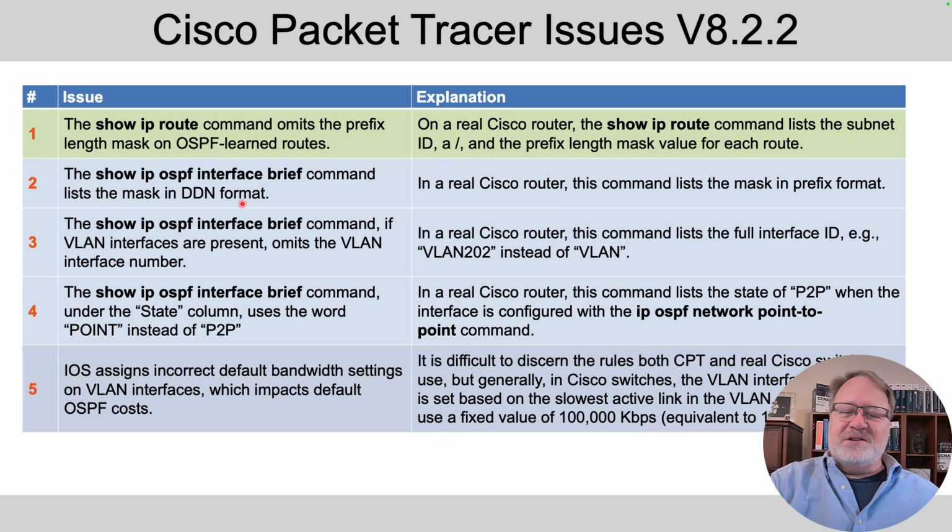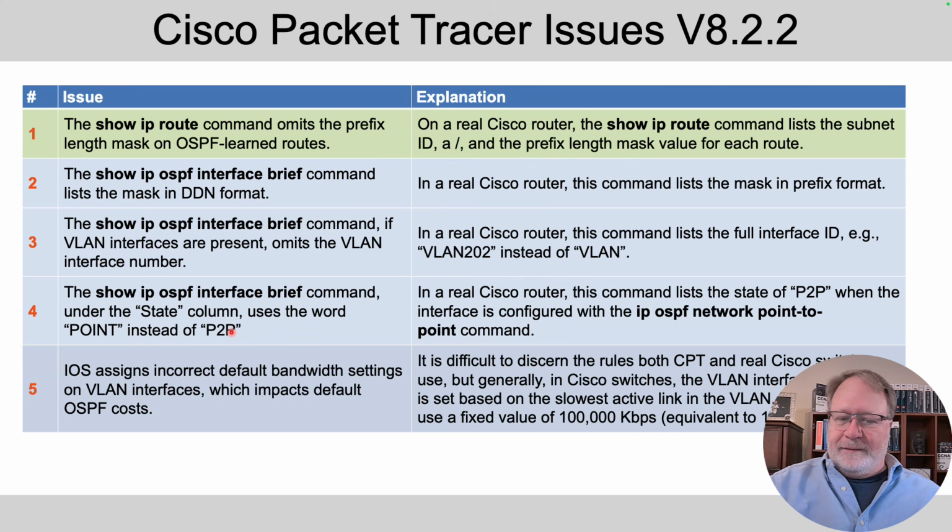For instance, the next 3 are about an issue with the show IP OSPF interface brief command. That command lists the mask in DDN format, and in real gear, it's listed in prefix format, for instance. In this same command, if VLAN interfaces, that is layer 3 VLAN interfaces, are present, it omits the VLAN number. So instead of saying VLAN 101, it just says VLAN. So you're left to guess what the VLAN number is. And it just uses the wrong wording. It uses the word point instead of P2P to refer to OSPF network type point-to-point.